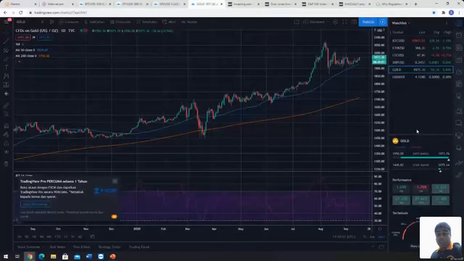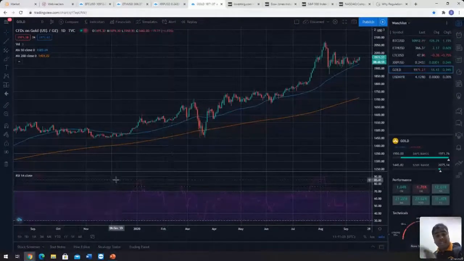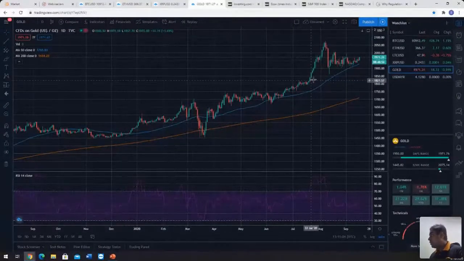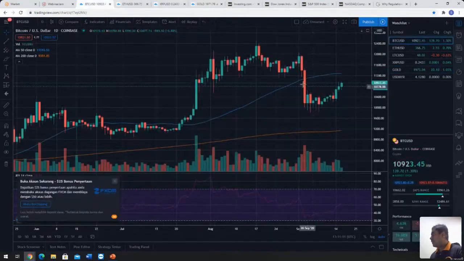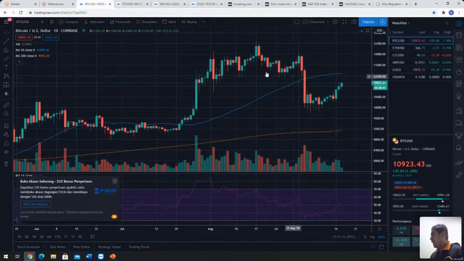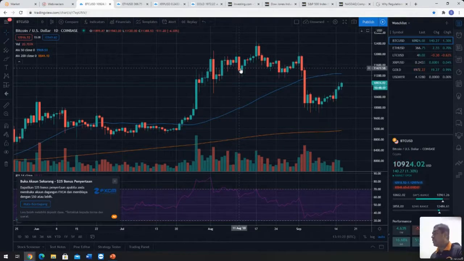So let's see the correlation. I'm just going to open up my chart here. I'm not going to touch the chart, I'm just going to show. Basically, this is 11 August. I hope you guys can see. This is 11 August, and let's see what happened on 11 August. What happened to the Bitcoin price? It dropped as well on 11 August.